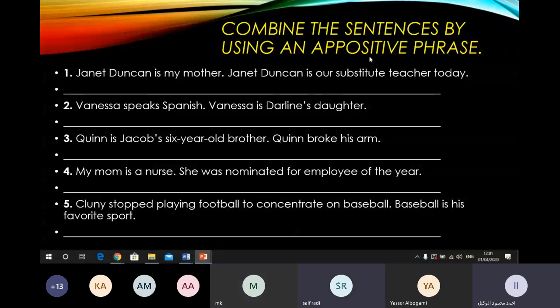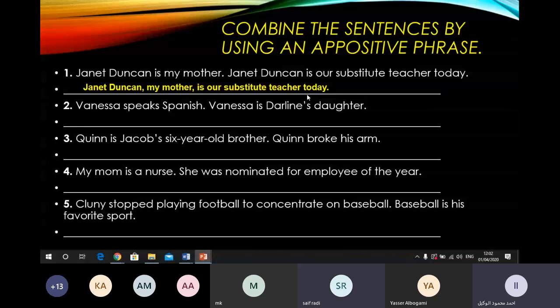You must have two nouns following each other, or a noun and after it a phrase giving you information about the noun. So here I have the noun Janet Duncan. And what is she doing? Okay, so first you will combine: our subtitle teacher after it, and then you will add is my mother, or you can add Janet Duncan, comma, my mother. Janet Duncan, comma, my mother, is our subtitle teacher.